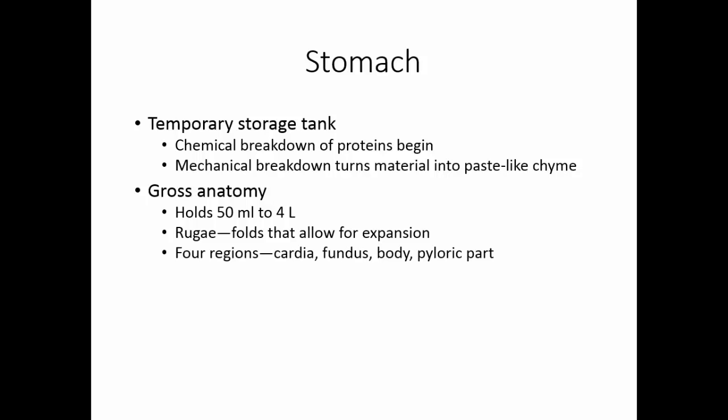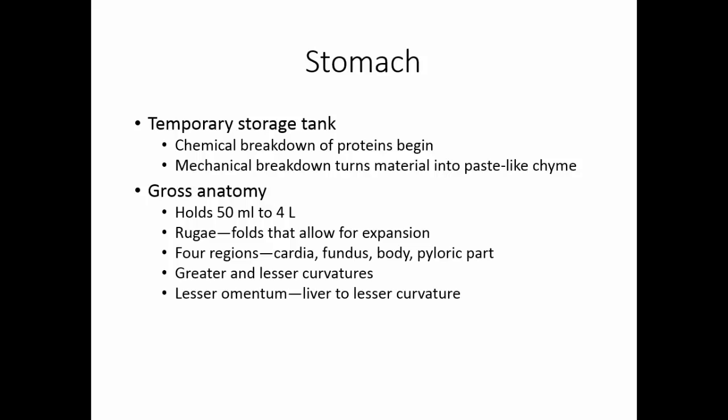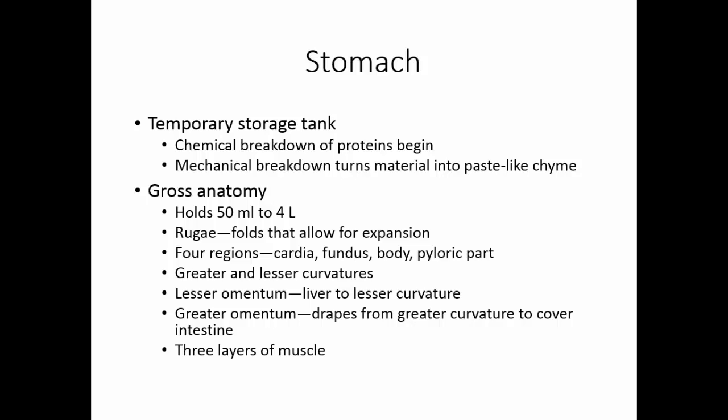The stomach can be divided into 4 regions: the cardia, which is where the esophagus attaches, the fundus, the body, and the pyloric part. There are also two curvatures on the stomach, the greater curvature and the lesser curvature. The lesser omentum is the double peritoneal layer that attaches the liver to the lesser curvature, and the greater omentum is the double layer of peritoneum that drapes from the greater curvature and covers the intestine. The greater omentum usually has fat pockets in it. This helps insulate the intestine and give it some additional protection. The stomach also has 3 muscle layers instead of 2.